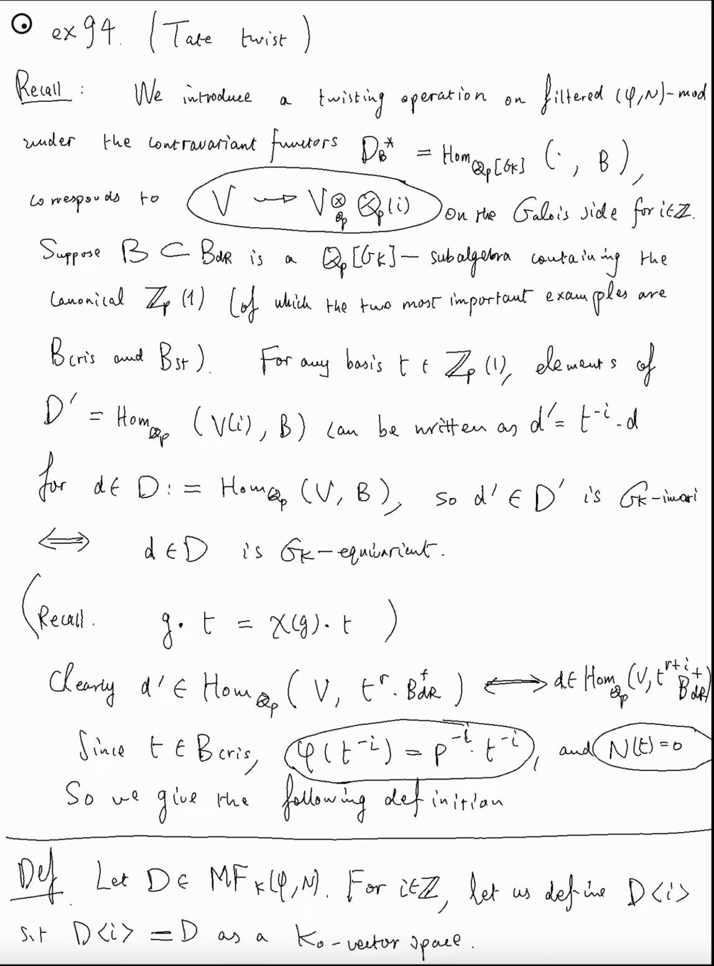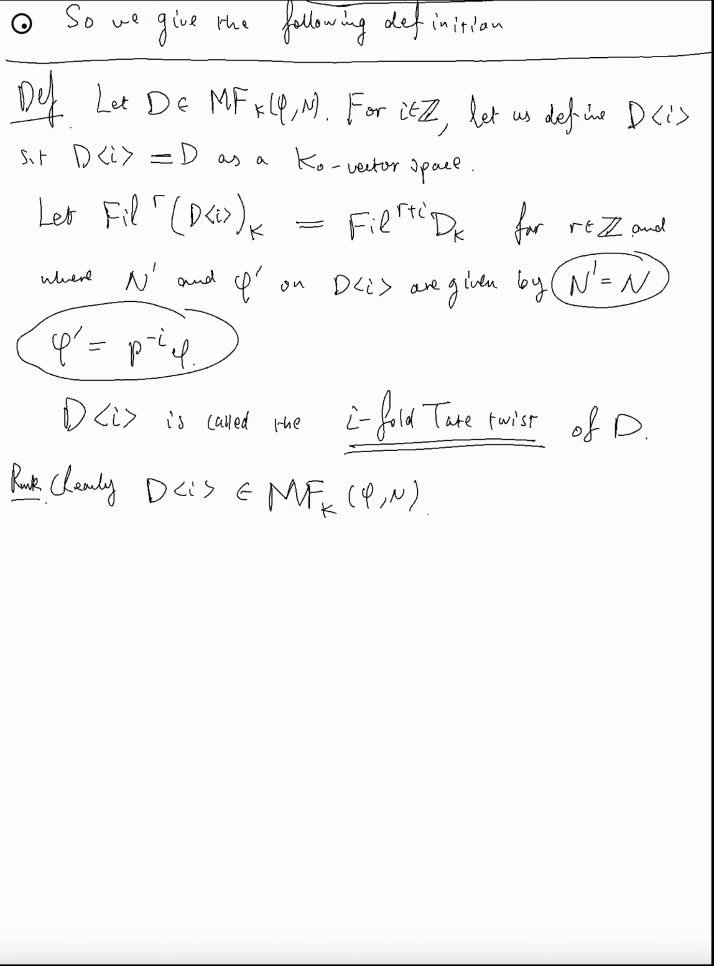Okay, so now let's come to the main part of the exercise today. So this is a proposition. Prove that D is admissible, where the definition of admissible we introduced 2 or 3 videos ago, if and only if its Tate twist is admissible, which means admissibility is preserved under that twist.